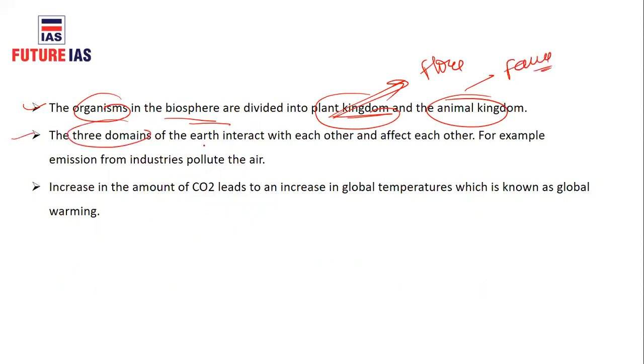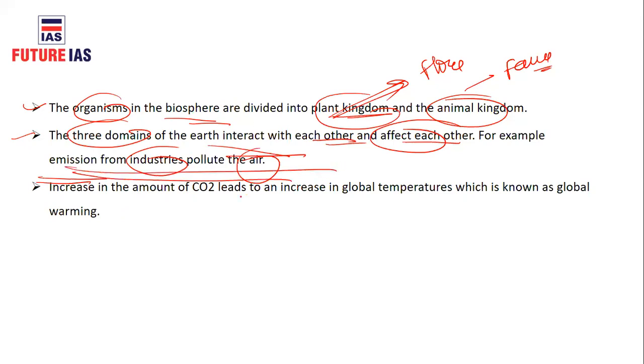These three domains of the Earth interact with each other and affect each other: the hydrosphere, lithosphere, and the atmosphere are continuously interacting with each other, in relation to the biosphere. For example, industries located on the lithosphere pollute the air. So they are continuously interrelated with each other. When you increase the amount of carbon dioxide in the atmosphere, the global temperature will definitely increase, and such a temperature increase in the atmosphere is also called global warming.